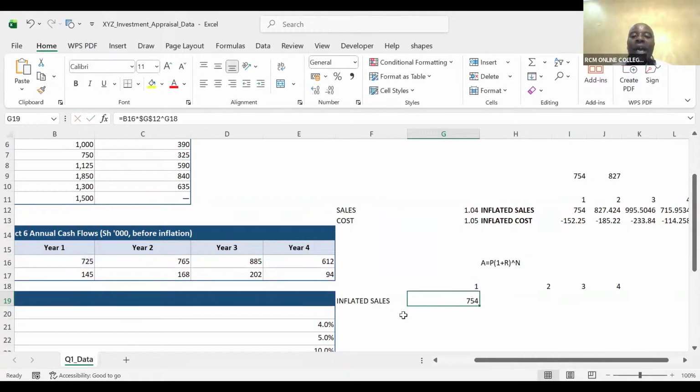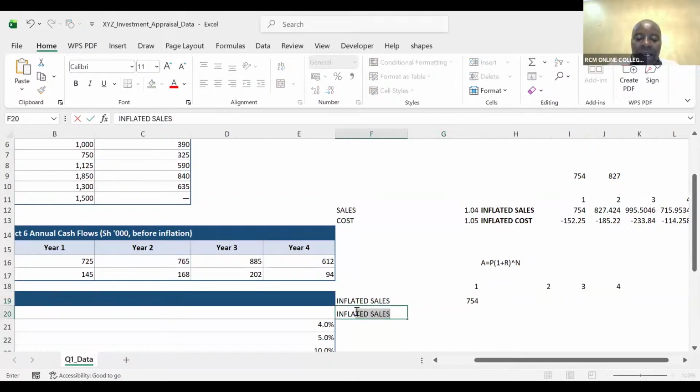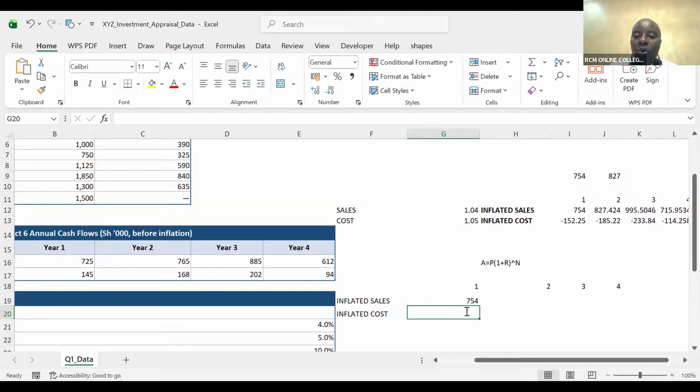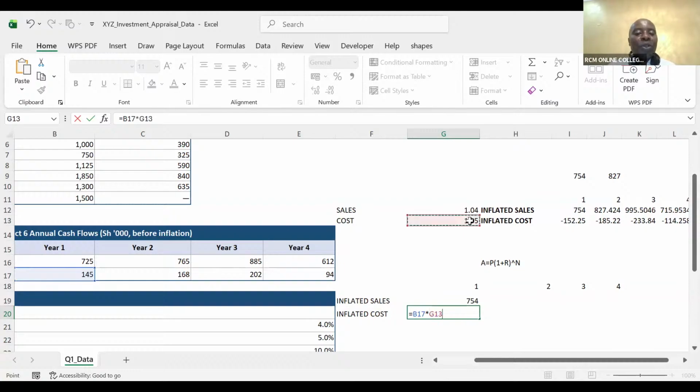So once I get that, I don't have to do this. I can even do all the workings here. Like I can come here and say inflated cost. So inflated cost, ladies and gentlemen, what do I have for inflated cost? I'm saying equals. I must always begin with equals. I pick the cost for year 1. And then I say times the inflationary factor for cost, which is 1.05. This has to be locked and fully locked for that matter.